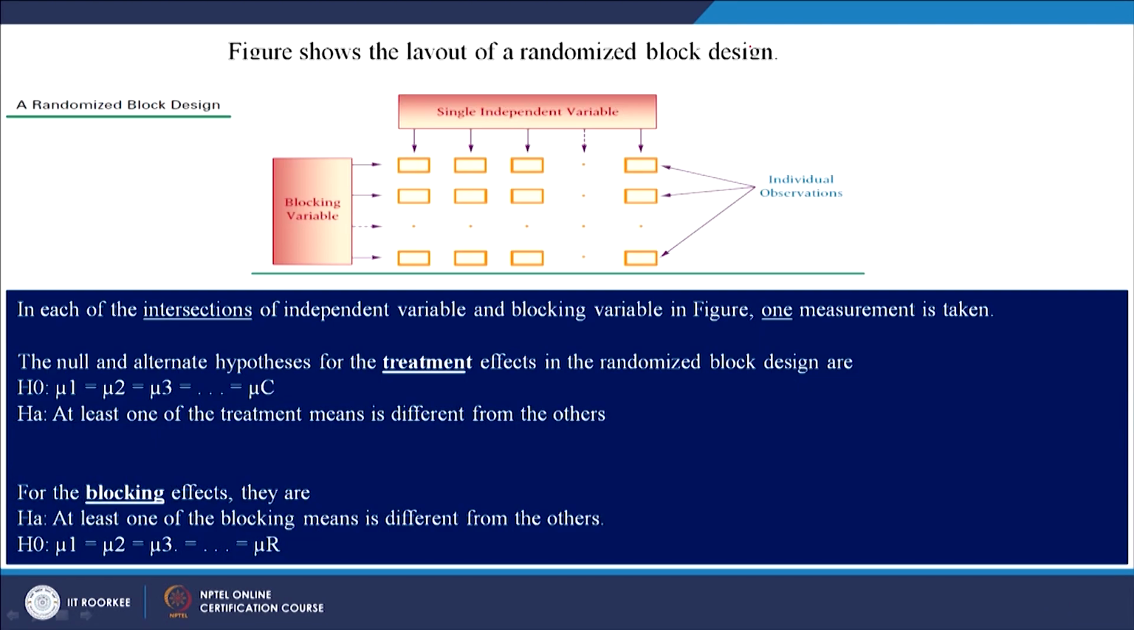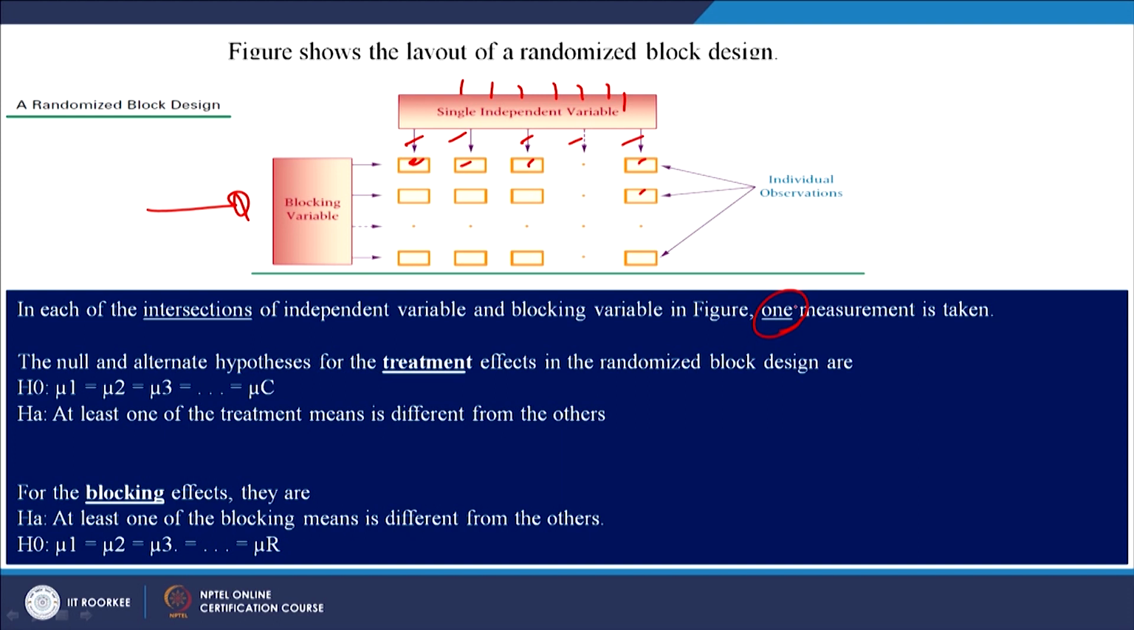This is how the layout of the randomized block design looks. You have a single independent variable, just one independent variable with different treatment levels, and there is one blocking variable. These are different cells wherein you would have different observations, and that would be nothing but the dependent variable. So, at each of these intersections we are taking just one measurement.